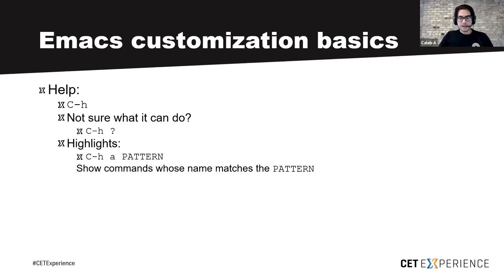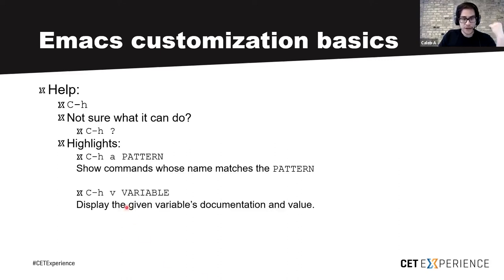Control-HA with a pattern. This is handy to try and find a function that you might have an inkling of a name for. For instance, we know Control-Y is yank. We can do Control-Y to yank, and we can search for yank and find out all of our functions that have the word yank within it.